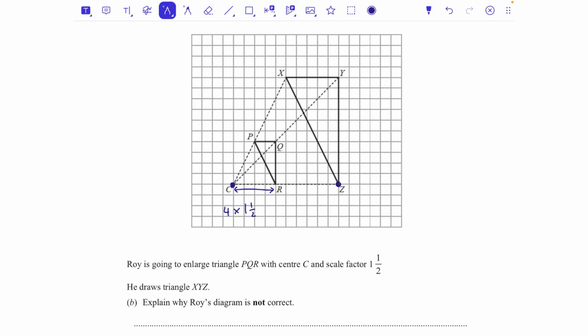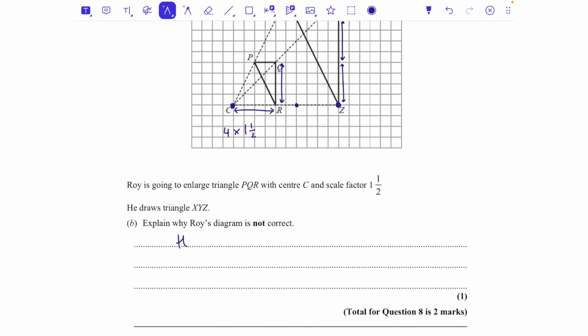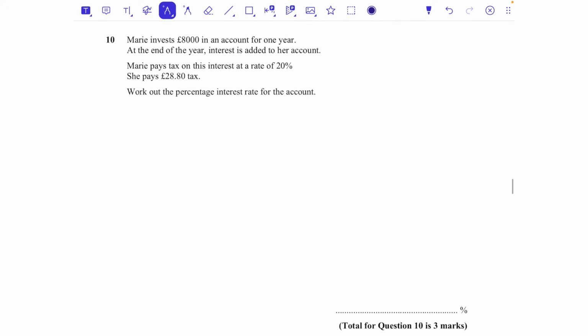So actually this point here should be here. That's 1.5 times bigger. He's gone 1.5 from R, which is actually 2.5 overall. So that's no good. And let's just look. This is 4 tall. And he's gone 4, 8, 10. So it's actually 2.5 times bigger. He's actually done a scale factor of 2.5, not 1.5. He has used scale factor 2.5, not 1.5.